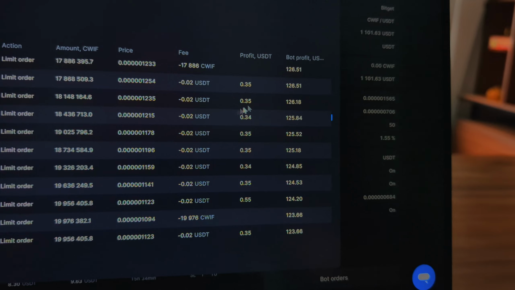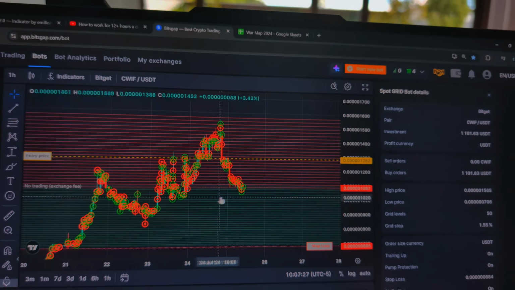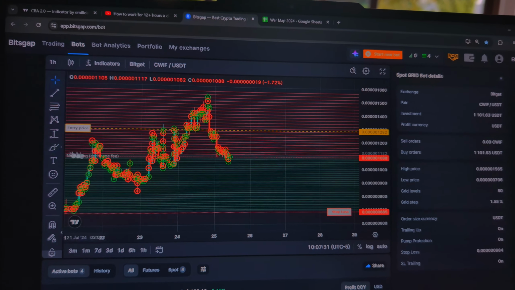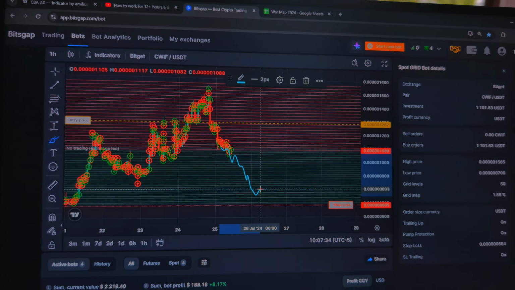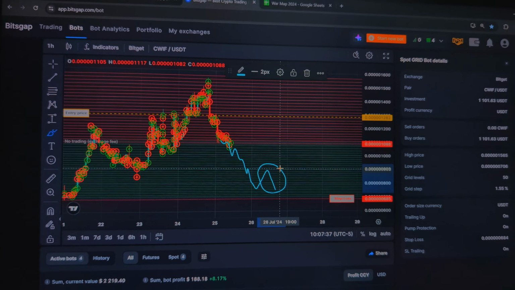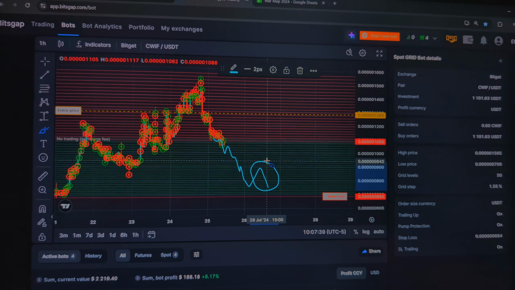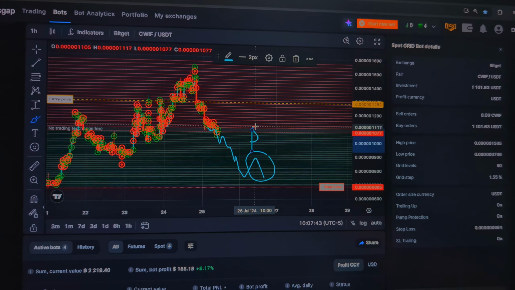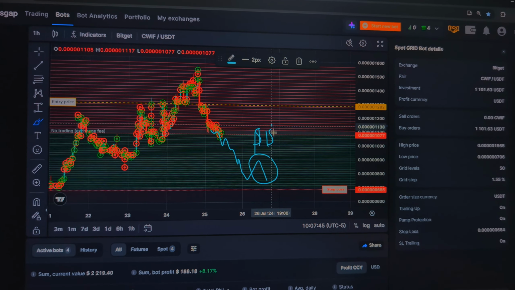The goal here is to get this bot to make as many buy and sell orders as possible. So even if the price continues going down like this, with the slight up movement, it's still going to be in a positive P&L because of the amount of transactions the bot is going to make, which is going to leave a profit. So yeah, guys, that is day 5. I'll keep you guys updated on day number 7.